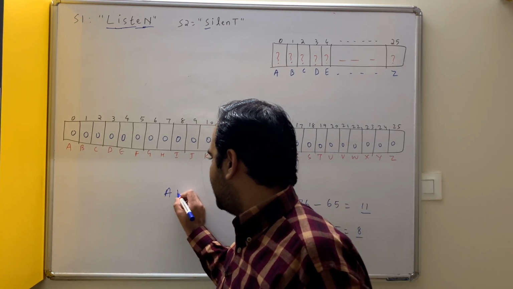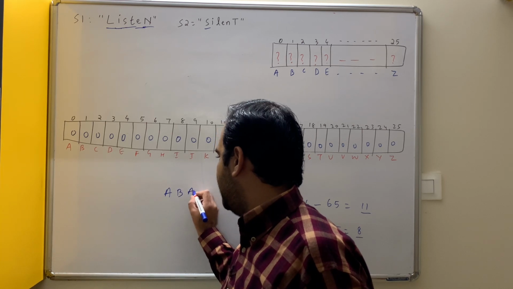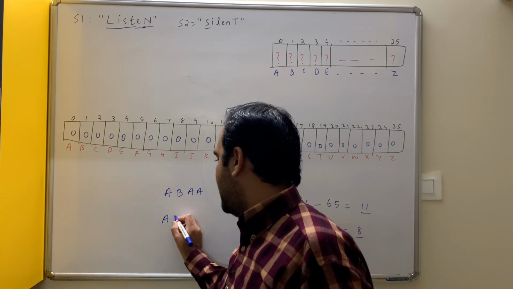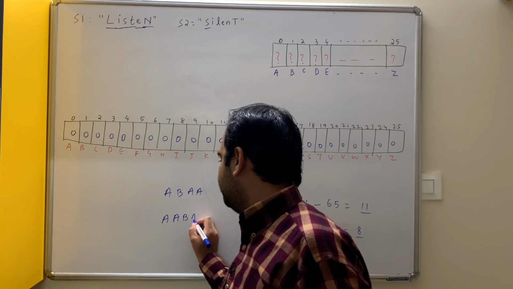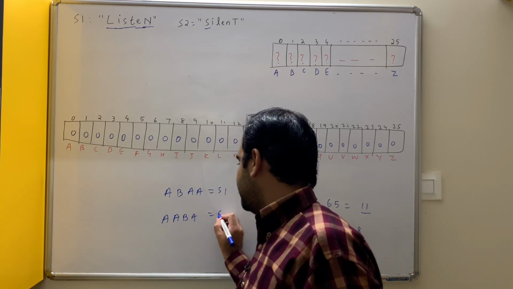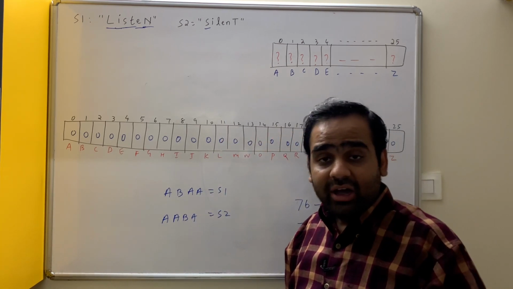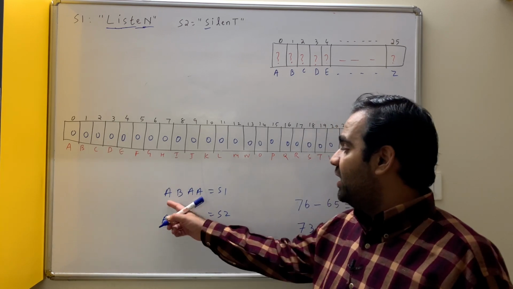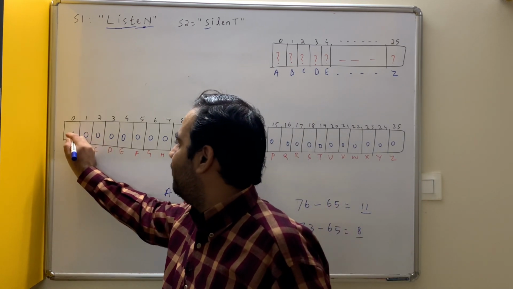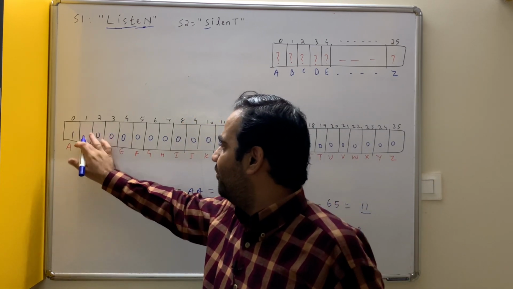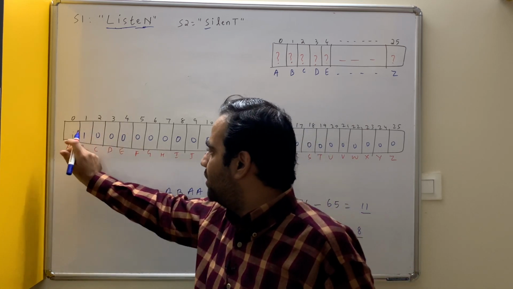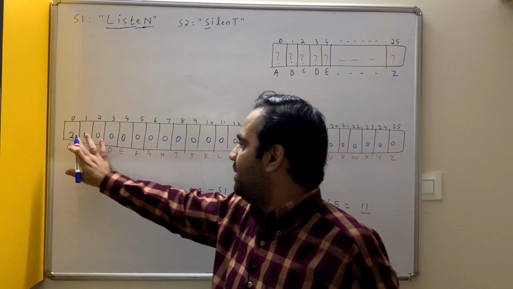Let's take another example. Let's take string 1 as ABAA and string 2 as AABA. Now this is string 1, this is string 2. What do we do for string 1? We increment the count. Therefore, this will become 1. Now B will become 1. Now A will become 2. At this point, A will become 3.